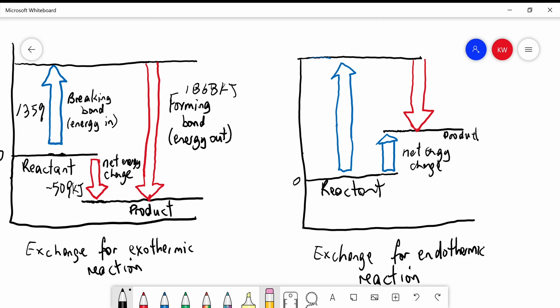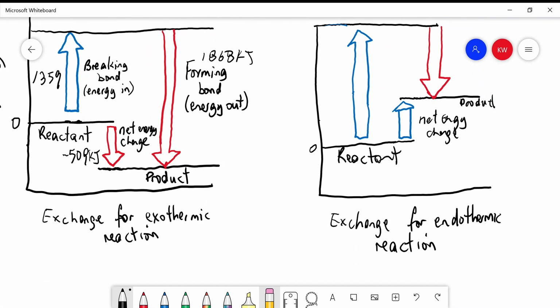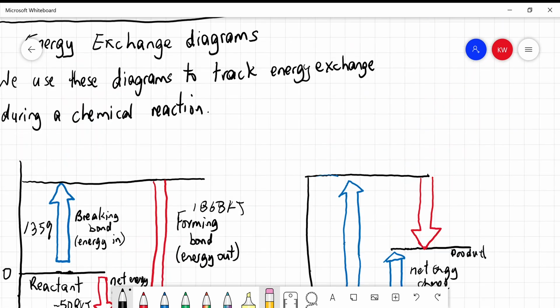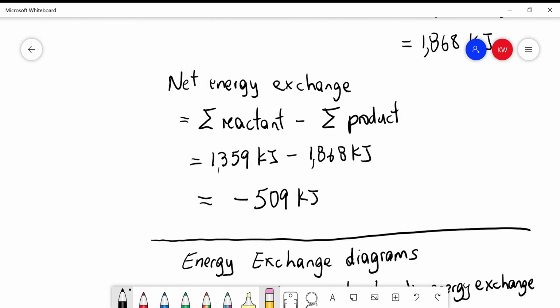All right, so that's how you do your diagrams. Hope this helps, and you can draw an energy diagram, and you can also do your calculations to calculate the net energy exchange. Good luck.